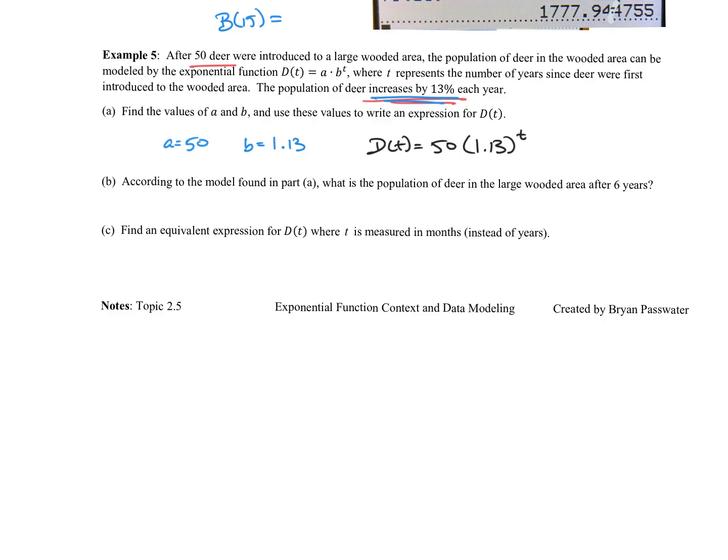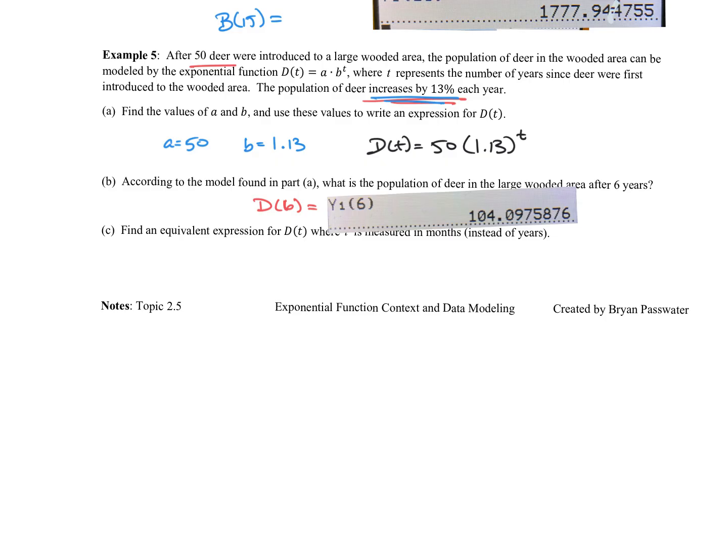Part B. According to the model found in part A, what is the population of deer in the large wooded area after 6 years? All we're going to do is substitute in 6, so we're going to find d of 6. I'm personally going to put that in as y1 and find y1 of 6. We end up with 104.0976 deer after 6 years.